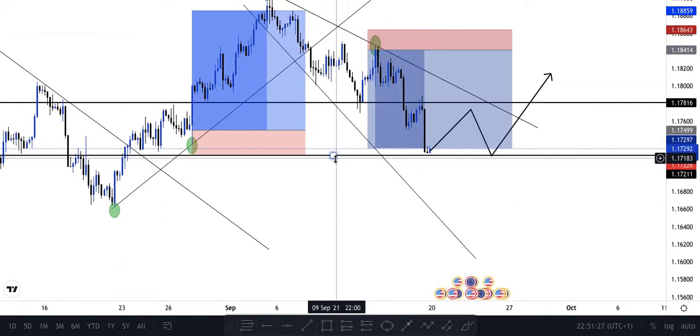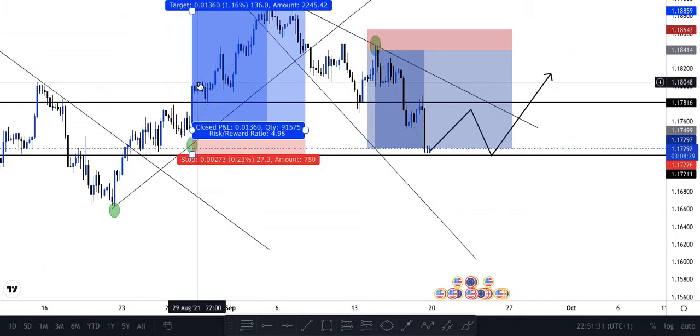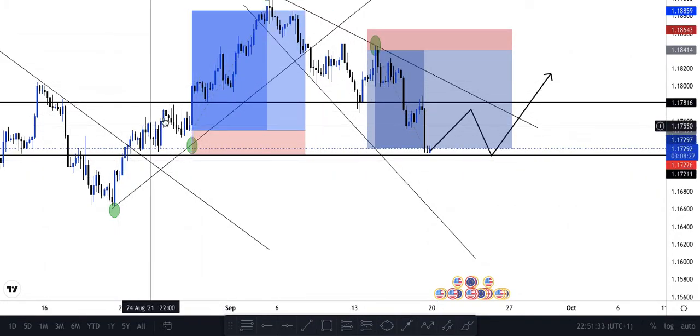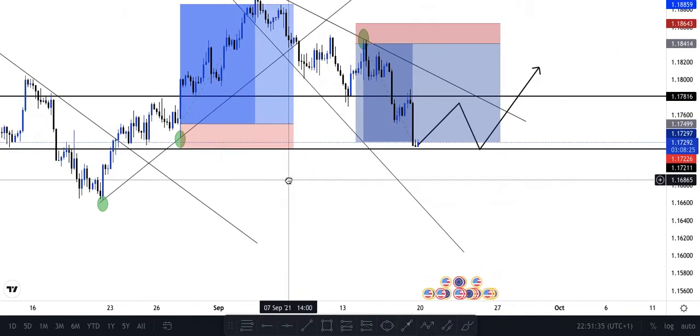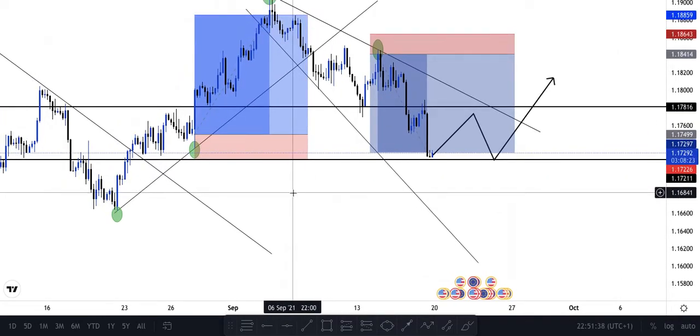There are ways to trade against the trend, like counter trend lines and mini retests and mini pullbacks. If you would like to see a video about that, please make sure to let me know in the comments, and I will definitely make a video about that.